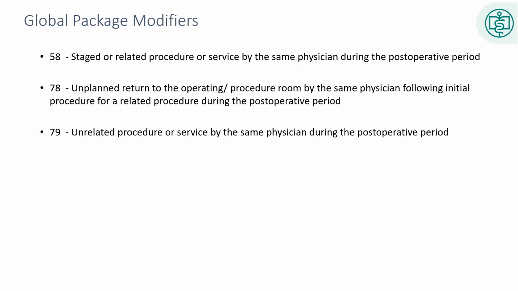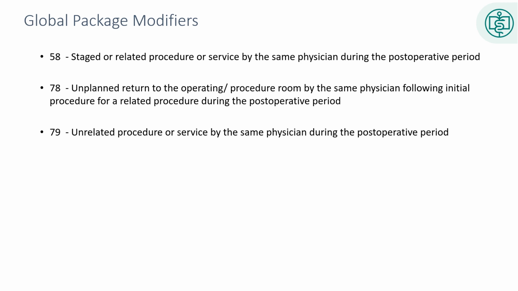Modifier 78 is used when there is an unplanned return to the operating room for a related procedure during the postoperative period. For example, a patient has gastric bypass surgery in January. In March, the patient is diagnosed with an incisional hernia at the location of the bypass incision. The patient is taken back to the operating room in March for an incisional hernia repair. The hernia repair is related to the bypass surgery, and Modifier 78 is used on the hernia repair code.